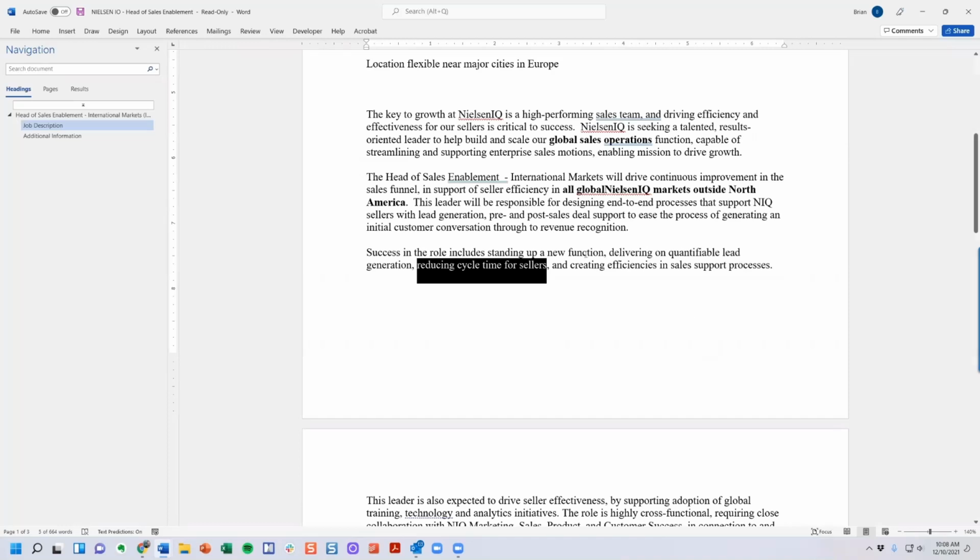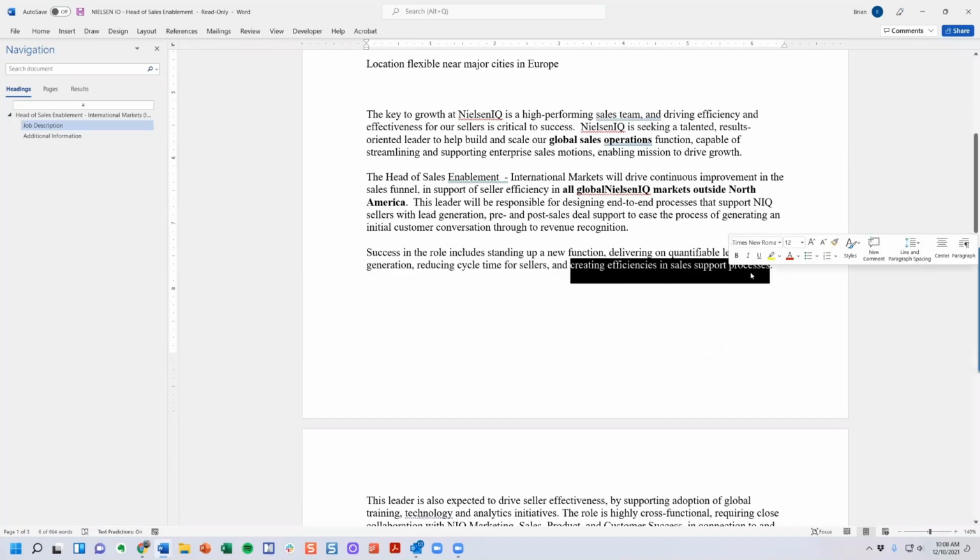And then how will you create efficiencies in sales support processes? Well, that sounds great, but what's a sales support process? What exactly is one? How would you define a sales support process? What is it? Well, it's anything that supports sales. Okay, but what does that mean? What are sales support processes to you?